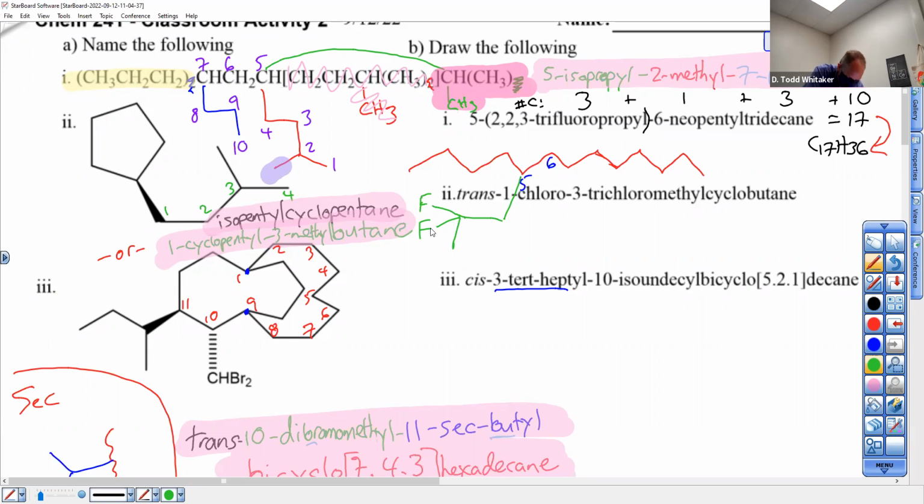And there's a 3rd fluorine where? On the 3rd carbon of propyl, correct? Congratulations, you just drew a trifluoropropyl group in green off of carbon number 5. And then what's on 6? We got to learn our neopentyl.